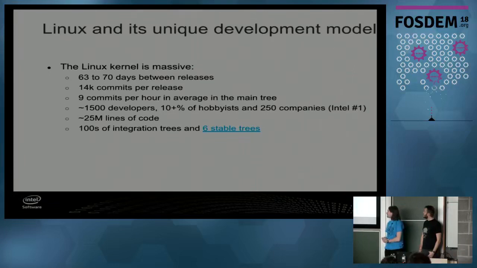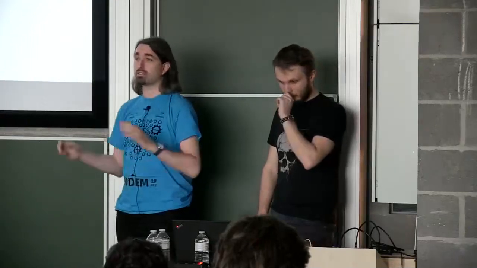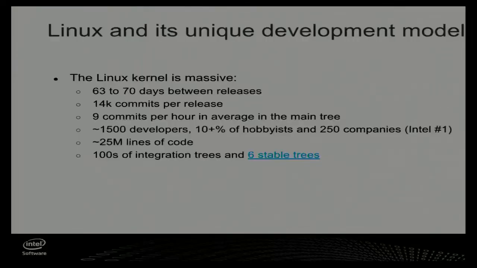That's 1,500 developers, with 10% hobbyists and a lot of companies. What I mean by this is, good luck having a centralized system that would cover everyone's use case. So we are going to just cover our own, and it actually covers quite a lot. It's pretty big, and what is really interesting is that there are a lot of integration trees, hundreds, and then after the release, you get 6 stable trees, which also means that you need to verify that this is still working, because this is what users are using. No one is using the integration trees.